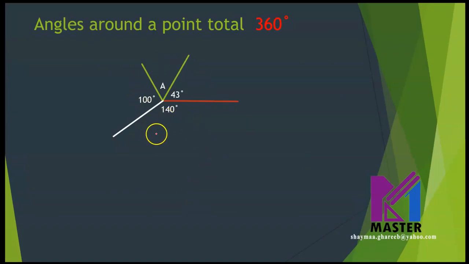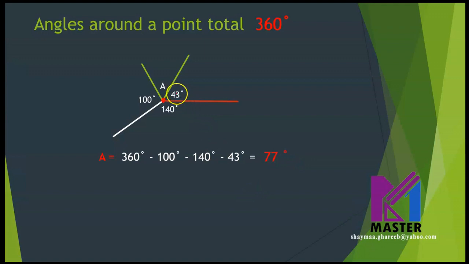Let's see one more example. I want all of you to think about this example. I have here in this diagram 4 angles: A, 43, 140, and 100 degrees. To calculate the size of angle A, what should I do? All of them are angles around a point, as you can see. All of them share the same vertex. So I will write 360 degrees minus 100 minus 140 minus 43. Then the answer will be 77 degrees.